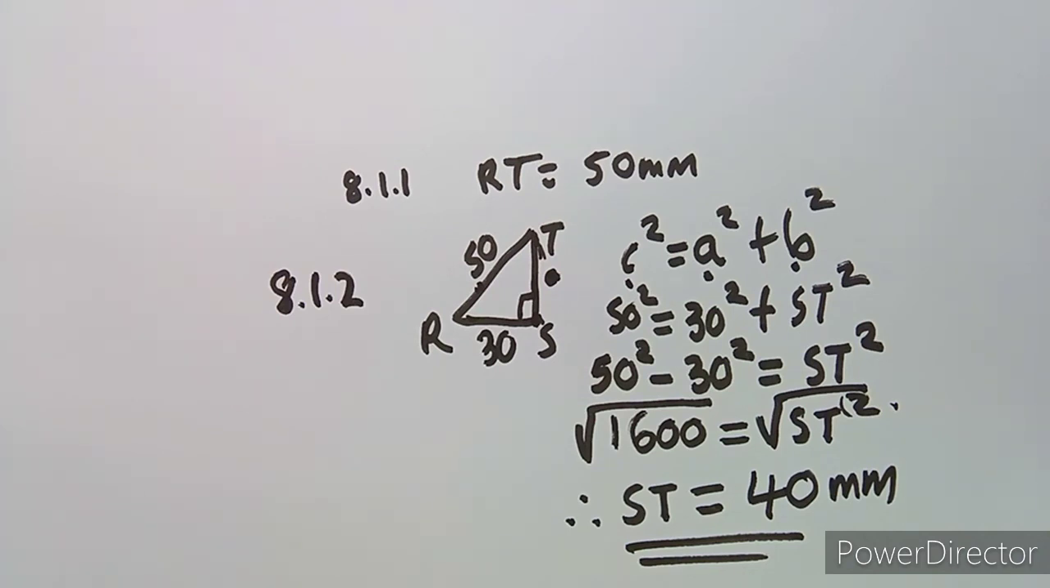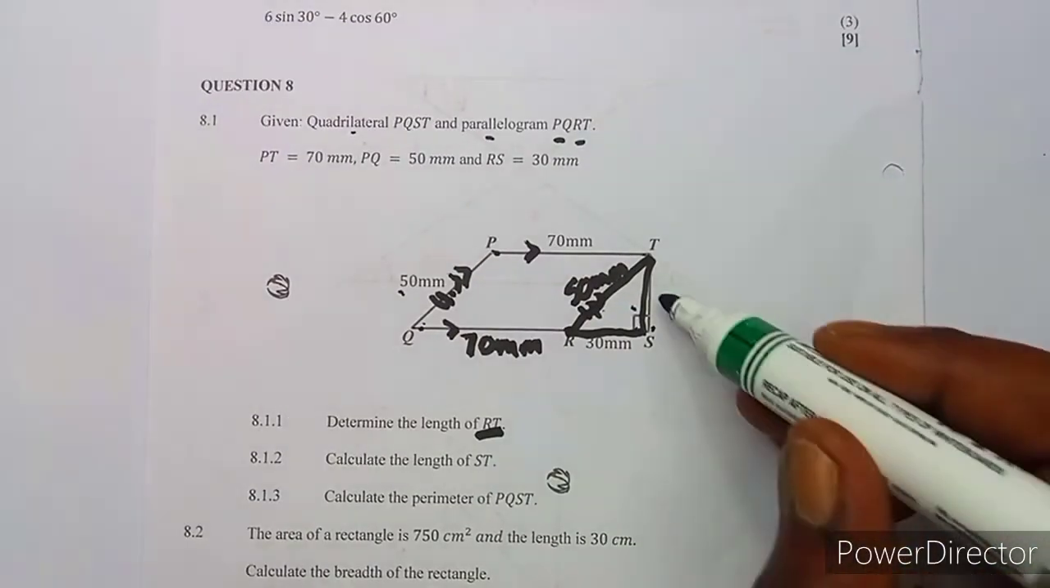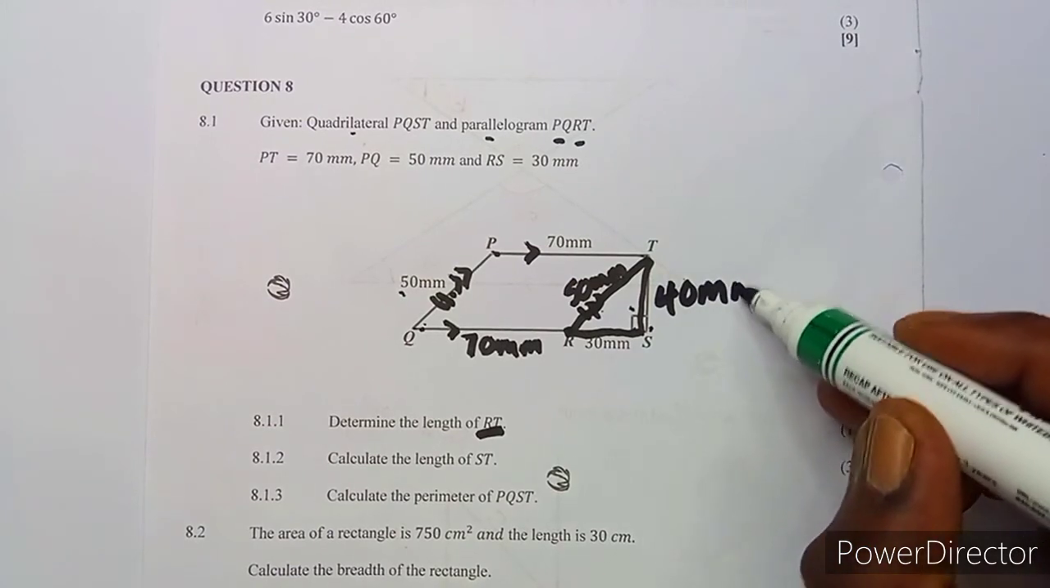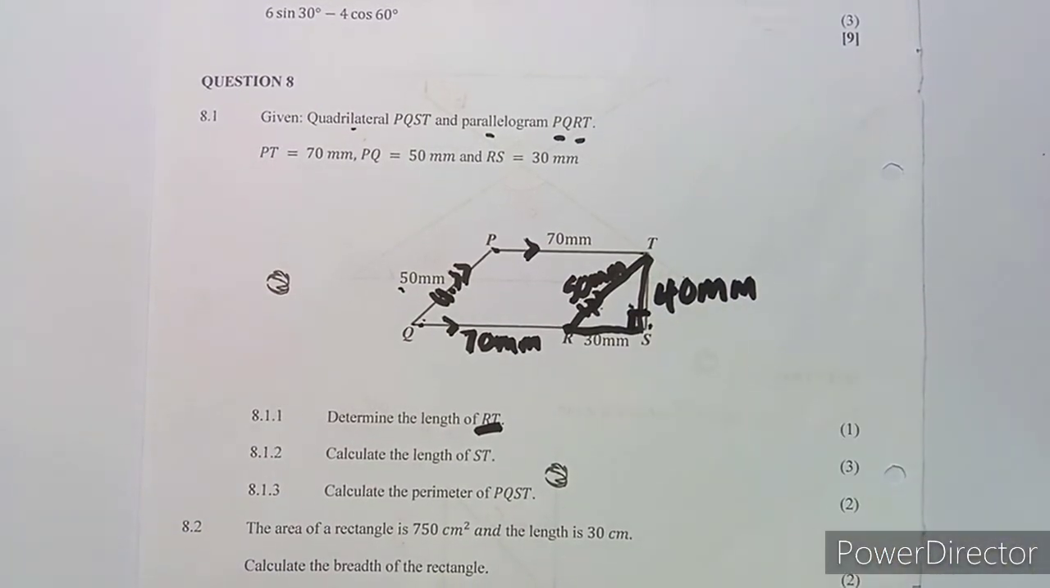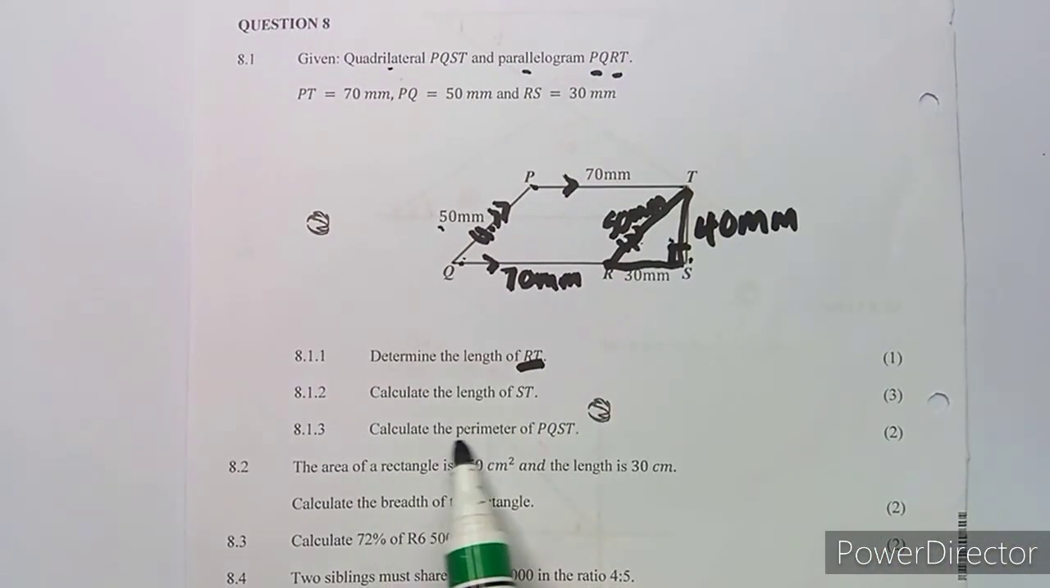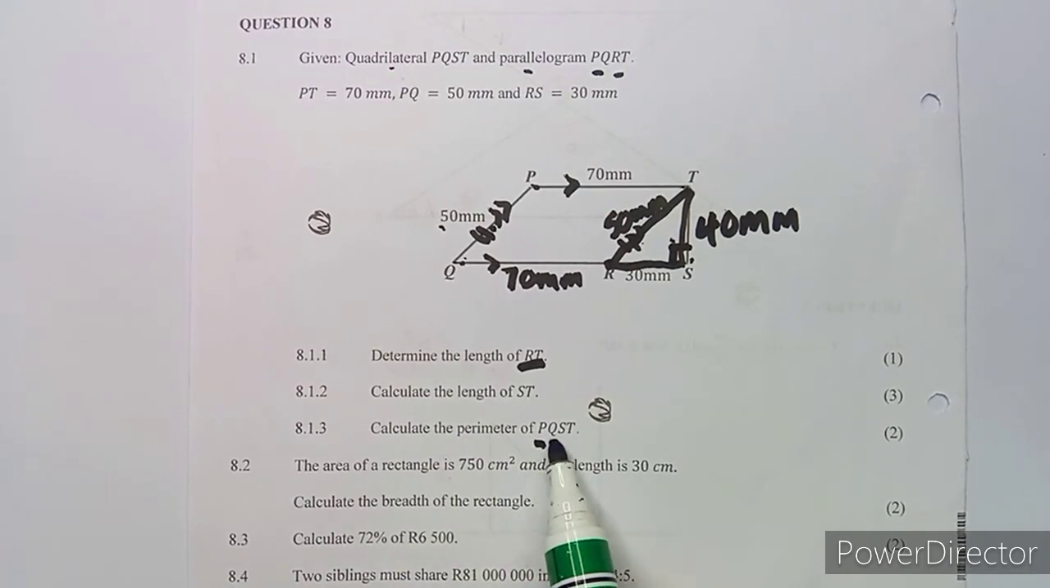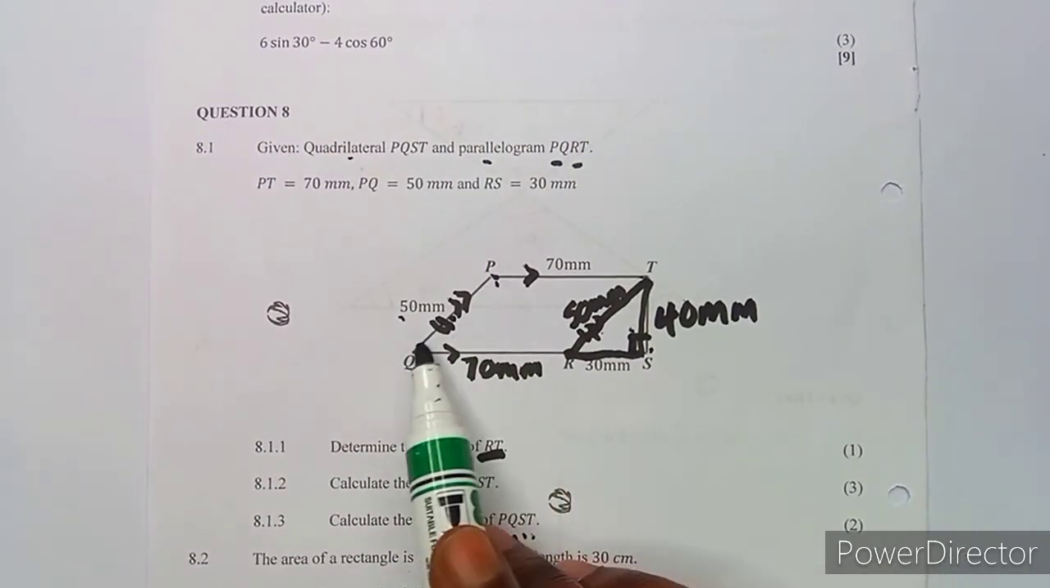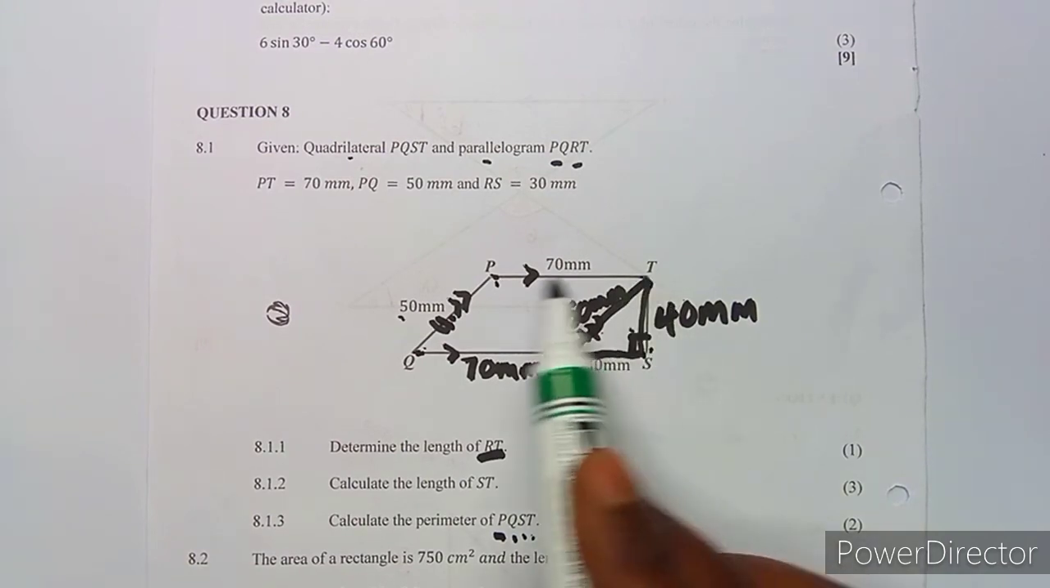You can use Pythagoras theorem. So we now have the value of ST, which is 40 millimeters, which is actually the perpendicular height. Then the question: calculate the perimeter of PQST.